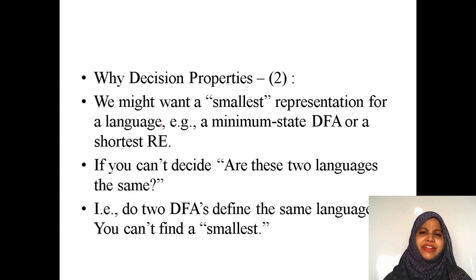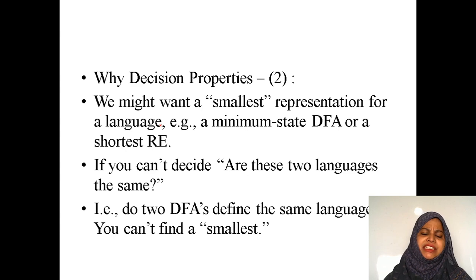Here we have various types of DFAs and NFAs. By using those DFAs and NFAs, we are going to check whether the languages are same or not. By using the decision properties, we are going to check whether these two languages are same or not. How are you going to decide? By using the minimization of the DFA, or by using the equivalence of DFAs, we are going to check whether the two languages are same or not. If two DFAs define the same language, then we can say that the two languages are equivalent.